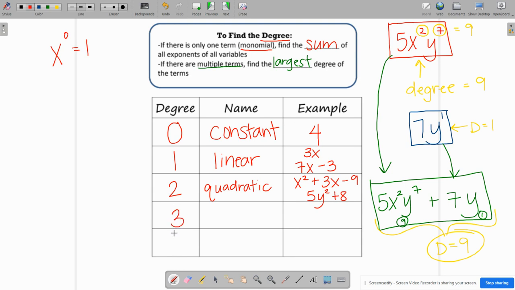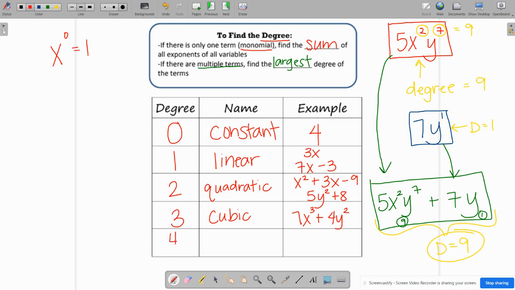If something has a degree of 3, we call this a cubic. Something like 7x cubed, this is a cubic monomial. If we had plus 4y squared, this is still a cubic because this has the largest degree monomial compared to this. So overall, it's still a cubic, but it has 2 terms. So that would be a cubic binomial.